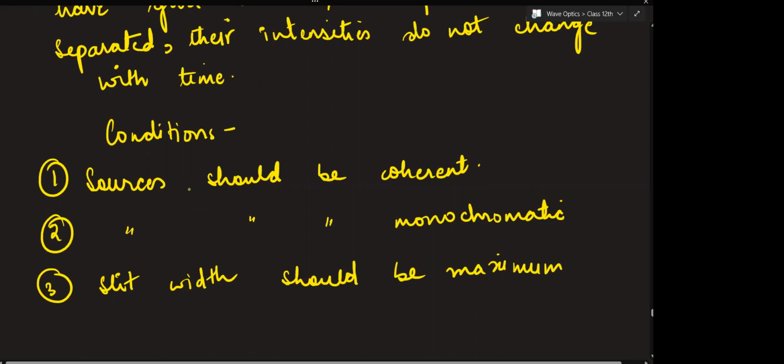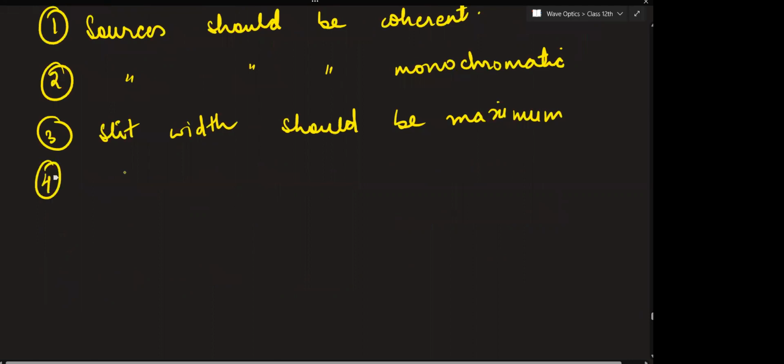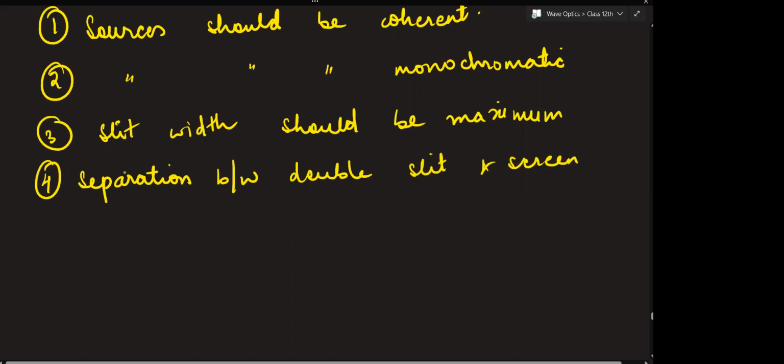Also, small d should be maximum as well as capital D. Capital D is the separation between the double slit and the screen, you all know, and this is small d. This should be large.